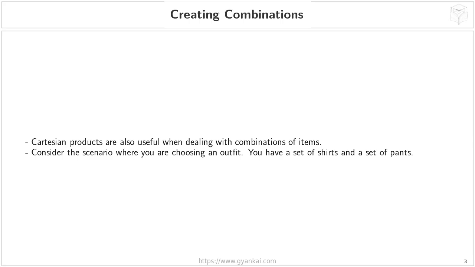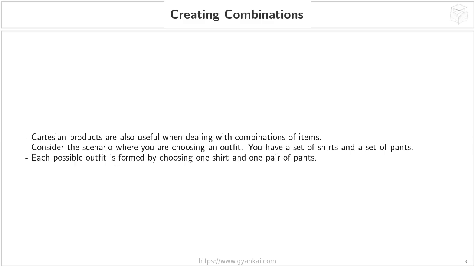This slide focuses on how Cartesian products help us deal with combinations. Think about it. A lot of the time, we need to figure out all the possible ways to combine things. A great example is choosing an outfit. You have different shirts, and you have different pants, and each outfit is just a combination of one shirt and one pair of pants. Let's formalize that.